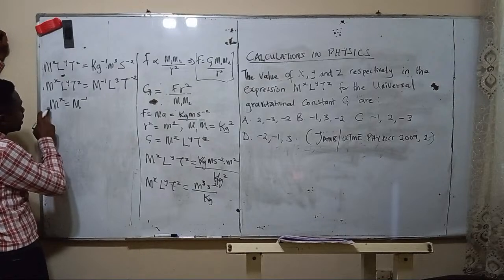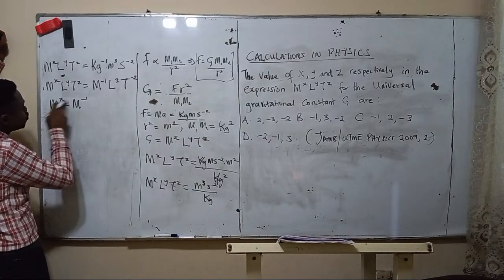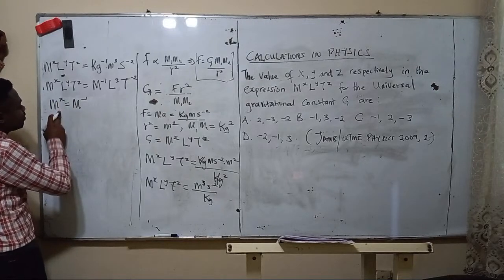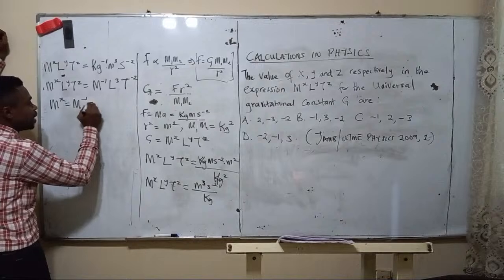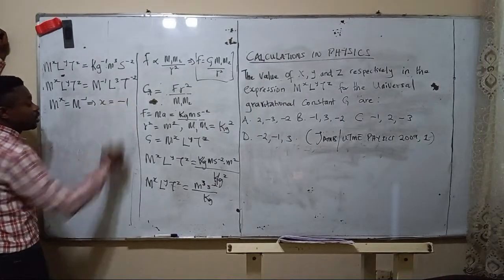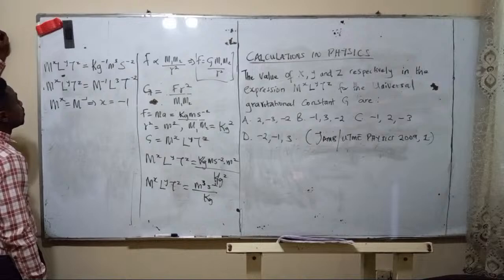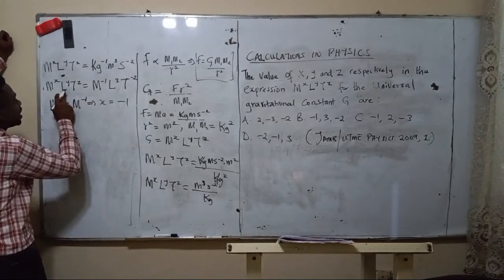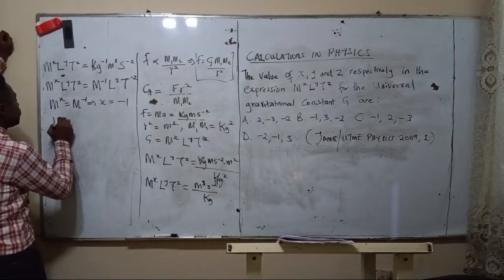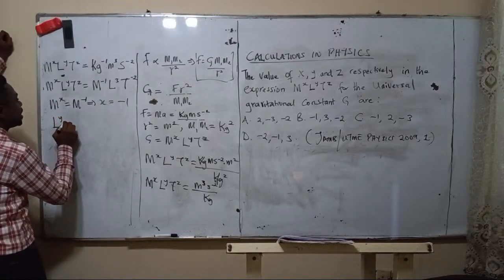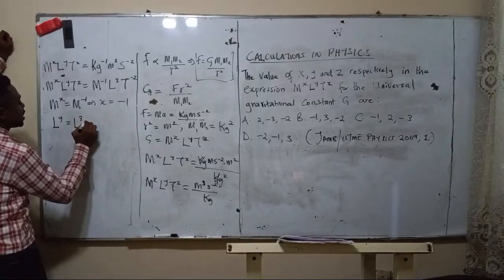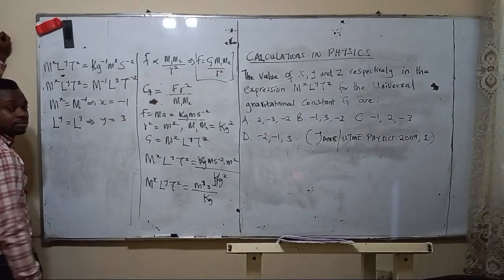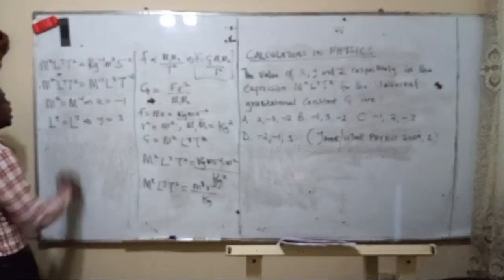Because M is here, we have these two, the powers have the same base. That means the powers are equal. This implies that X is equal to minus 1. This is what I mean by equating the powers. So the same thing here, let's equate L here and L here. So we have L raised to the power minus 1, L raised to the power y is equal to L raised to the power 3. This implies that y is equal to 3. That's the meaning.